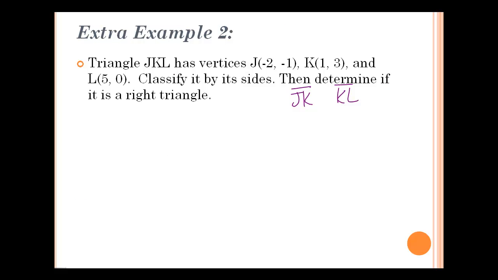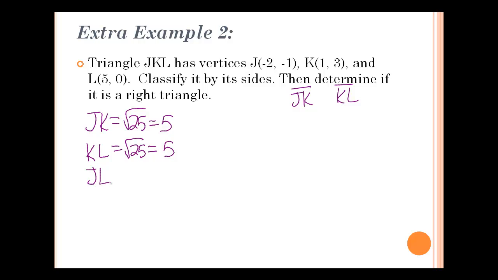Okay, welcome back. So if you find the length of JK, you should get the square root of 25, which is 5. If you find the length of segment KL, you get the square root of 25 again, which is 5. And the length of segment JL, you get the square root of 50, which is about 7.1. Looking at that, we've got two equal side lengths. With two equal side lengths, that makes this an isosceles triangle.